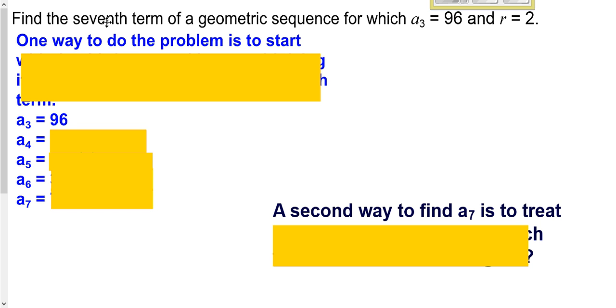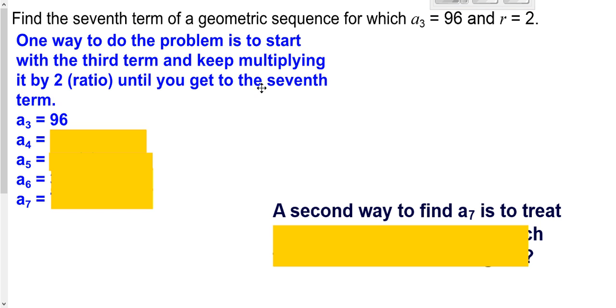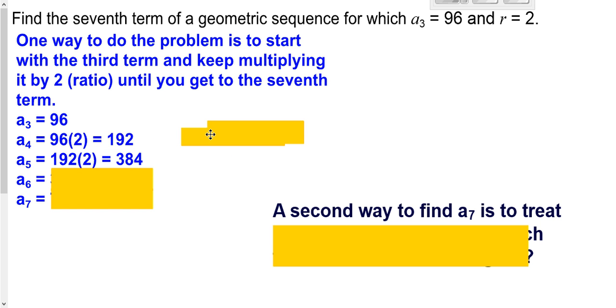You're looking for the seventh term. You're given the third term and you're given your ratio. Well, one way is you could just keep multiplying by 2 because that's your ratio. So 96 times 2. Then take that answer times 2 to get to the next term. And that's your 5th term.